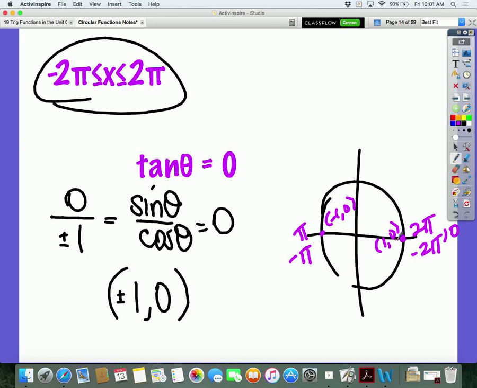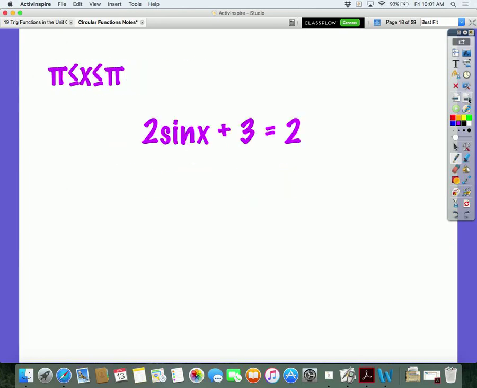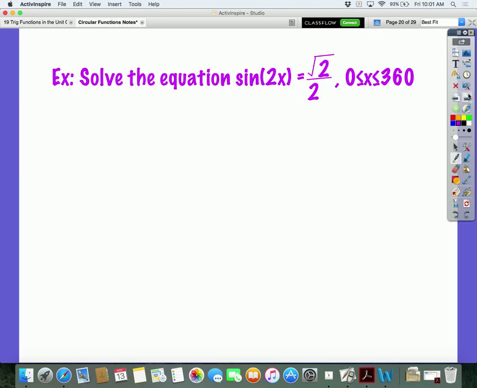Alright. Real quick. We're running out of time. I'm going to skip this one and this one. Which one do I want to get to? Alright. This one in your notes. Okay? Go ahead and put this one in your notes.